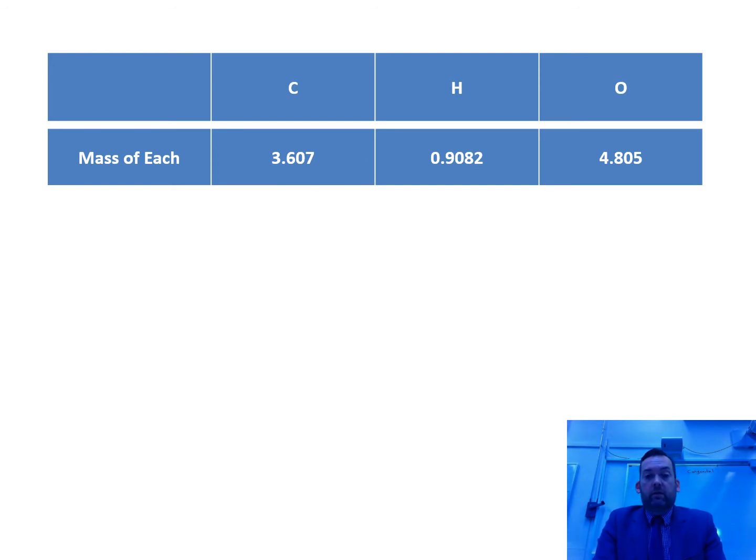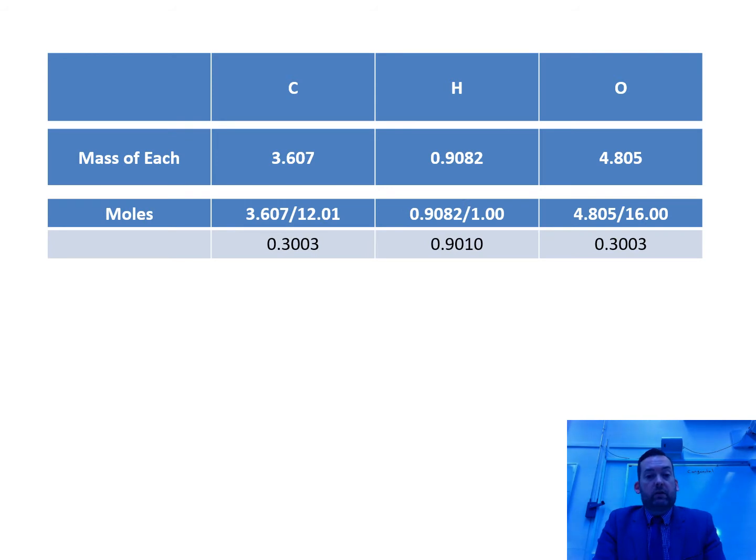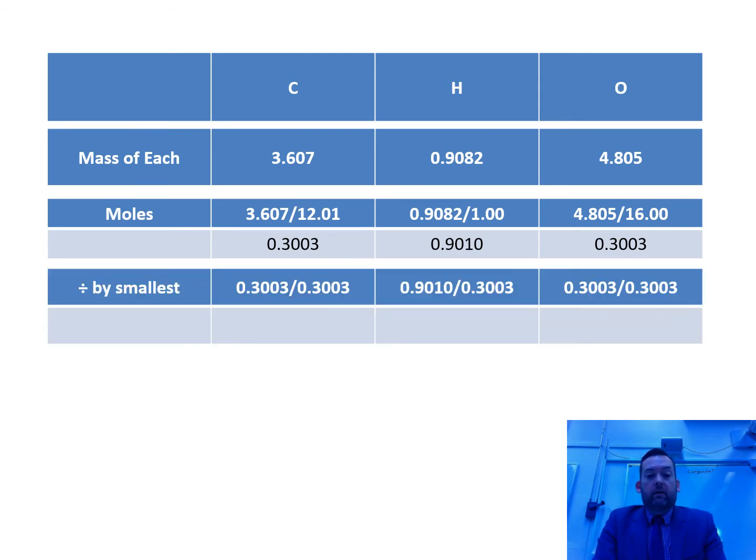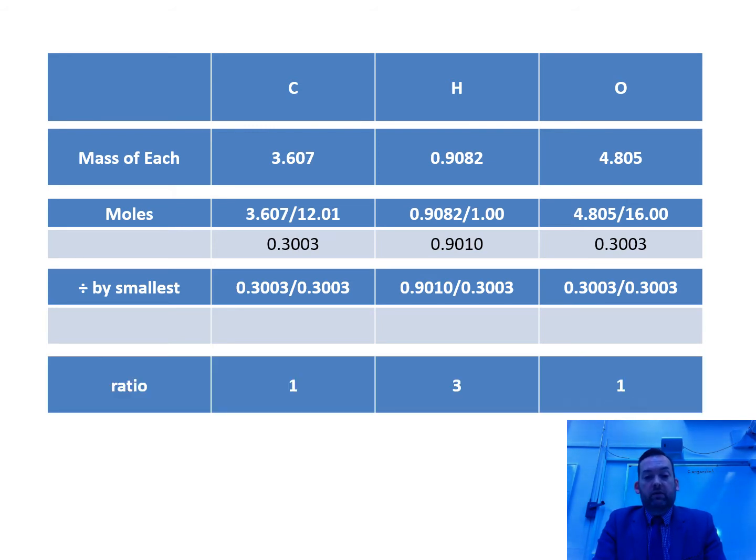We then need to determine the number of moles of each by dividing by each substance's atomic mass, and we get a mole number for each of those substances, which is written in light blue there. We then take the smallest one. As you can see, carbon and oxygen are the same in this case. That's not always going to be like that, but in this case, the smallest one is 0.3003. So we divide each number of moles by that smallest number, and we get a simple whole number ratio. So the empirical formula for this substance is CH3O.